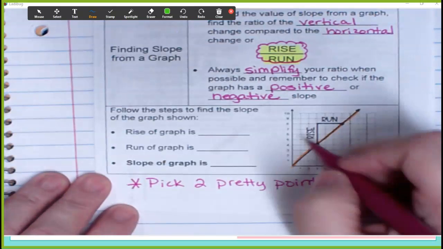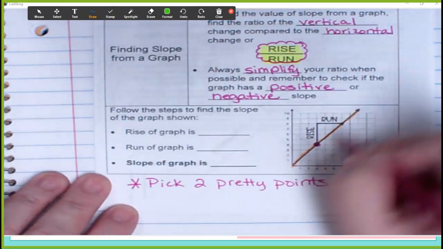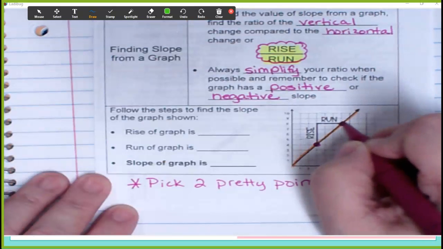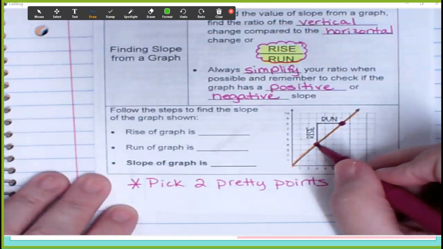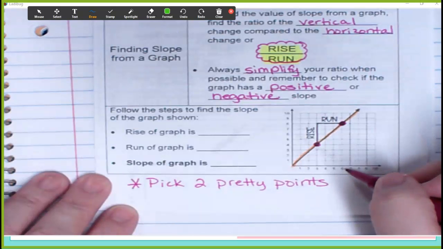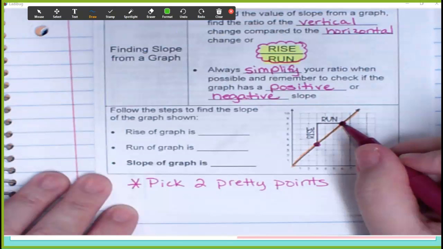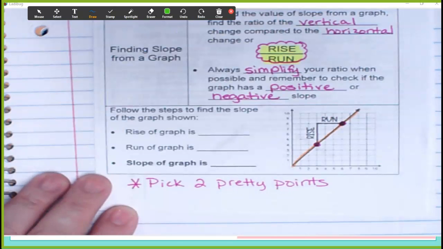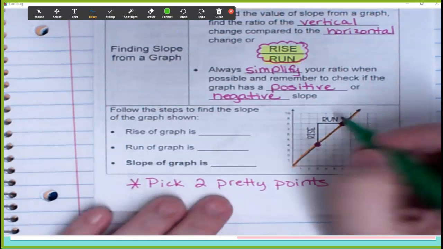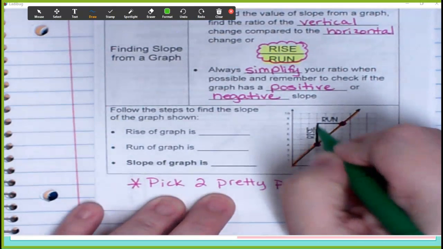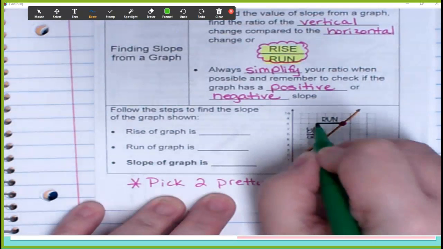On this example, they already kind of picked the pretty points for us, right here and right here. They picked the first pretty point at 3, 4. The next pretty point at ordered pair 6, 8. All right. Then what you're going to do, when you pick that pretty point, remember when in the Pythagorean unit how we had to draw that right triangle? That's what we're going to do here. You can see they drew it for us already. There's our right triangle.